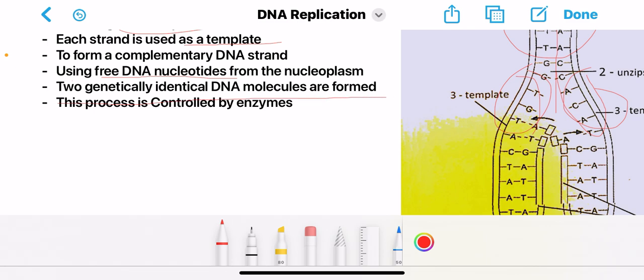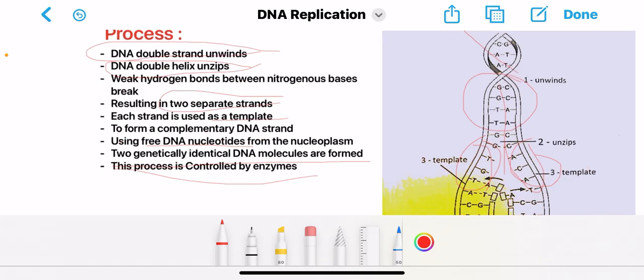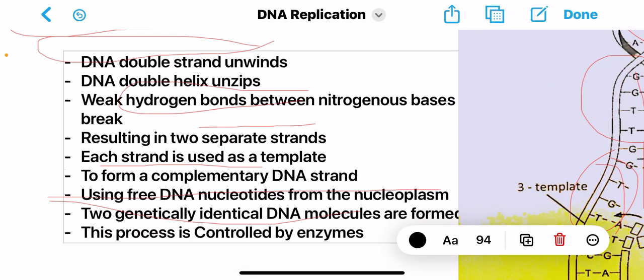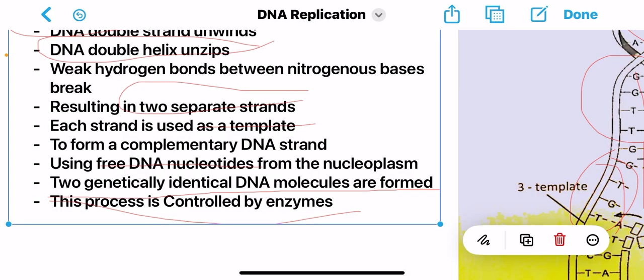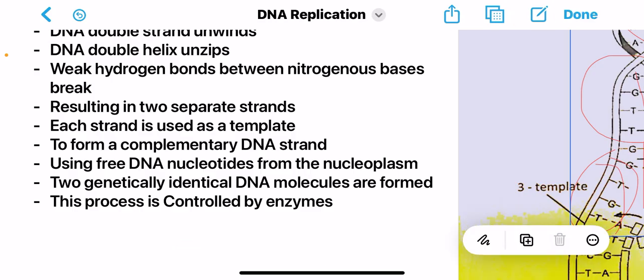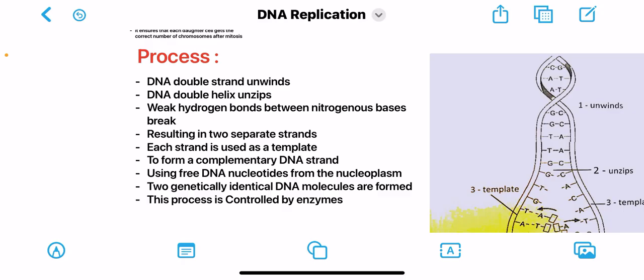Two genetically identical DNA molecules are formed, and this process is controlled by what? By enzymes. Make sure that you note this process down, because the examiner is going to ask you in the exam about this process. So if you want to note it down, you pause the video and you note it. After noting it, you continue with the what? With the video.